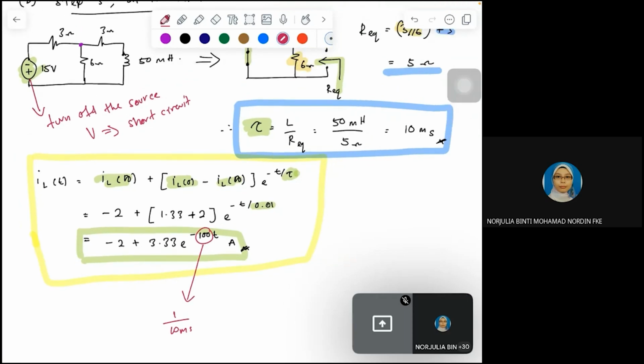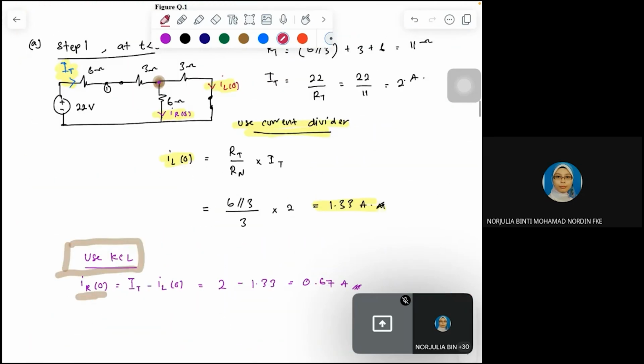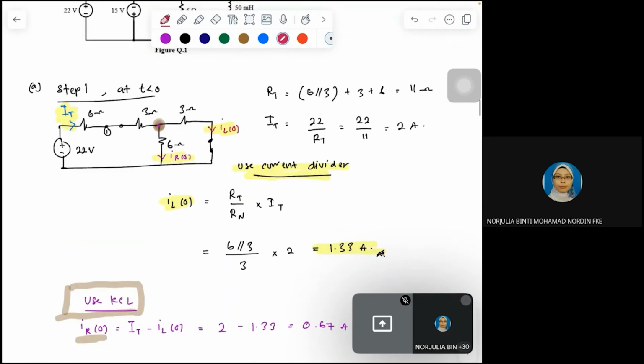Any question? How did we get the initial? I initial is at step 1. This is the step where we should calculate our initial current of the inductor.